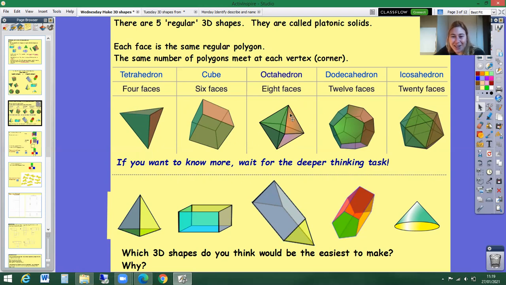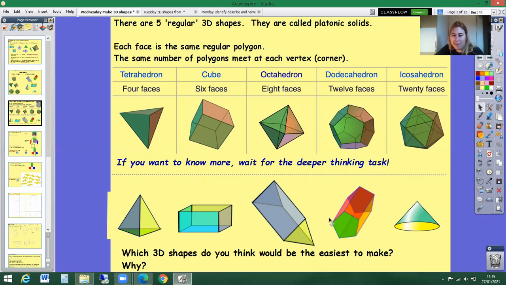Oh, I actually got that one wrong, didn't I? I called that an icosahedron, but actually it's an octahedron. And now I remember why. It's because it's got 8 faces. Oct means 8, doesn't it? The icosahedron is actually here. It's got 20 faces. If you want to know more about these shapes, wait for the deeper thinking task, because there's a web link where you can go and investigate these a bit more if you've not seen them before.